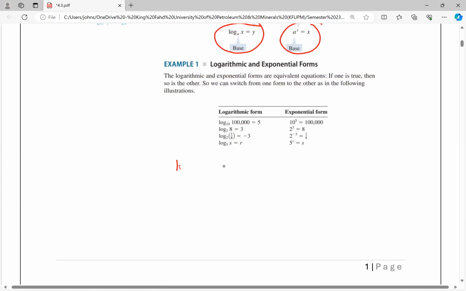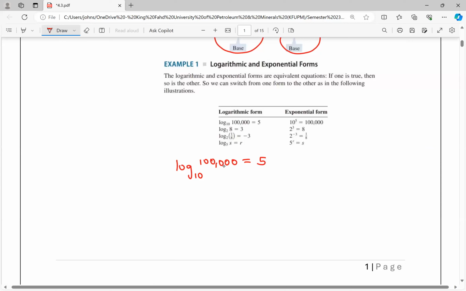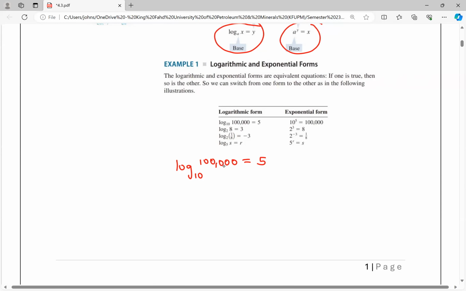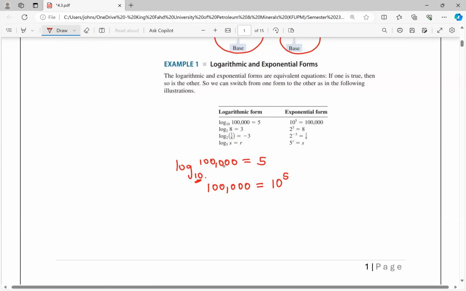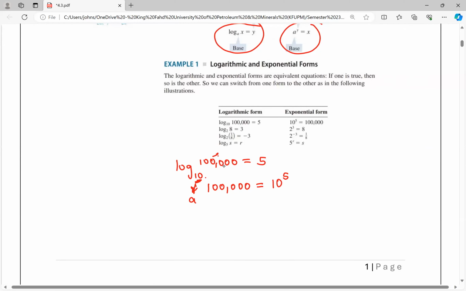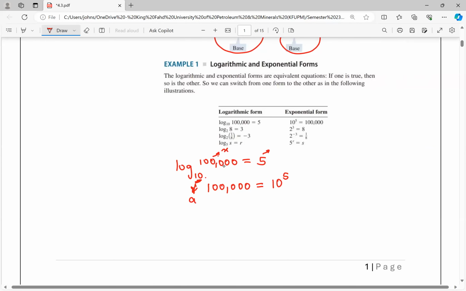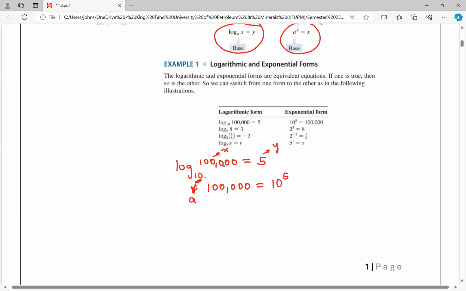For example, if you have log to base 10 of 100,000 is equal to 5. Yes, this is a logarithmic form. Now, to change it to exponential form, all you need to do is write it as 100,000 is equal to 10 to power 5, which is true. Because this will be our a. This will be a. This is x. And this is y. All right.